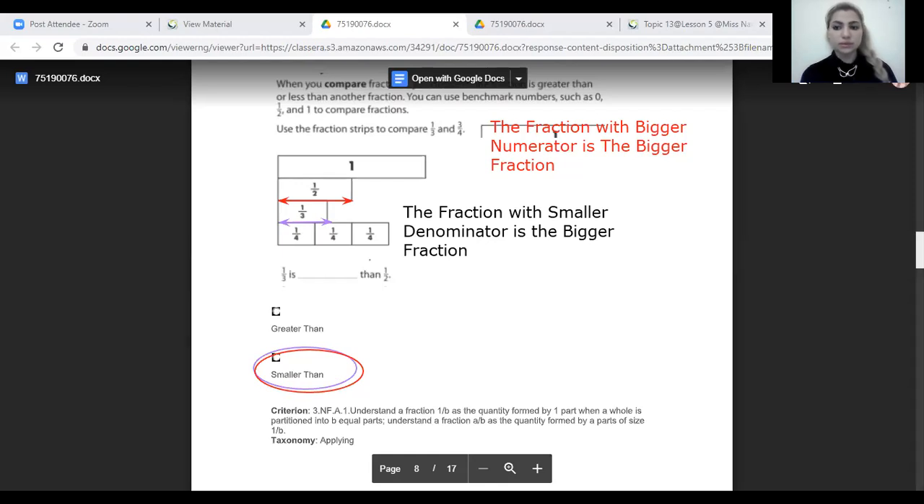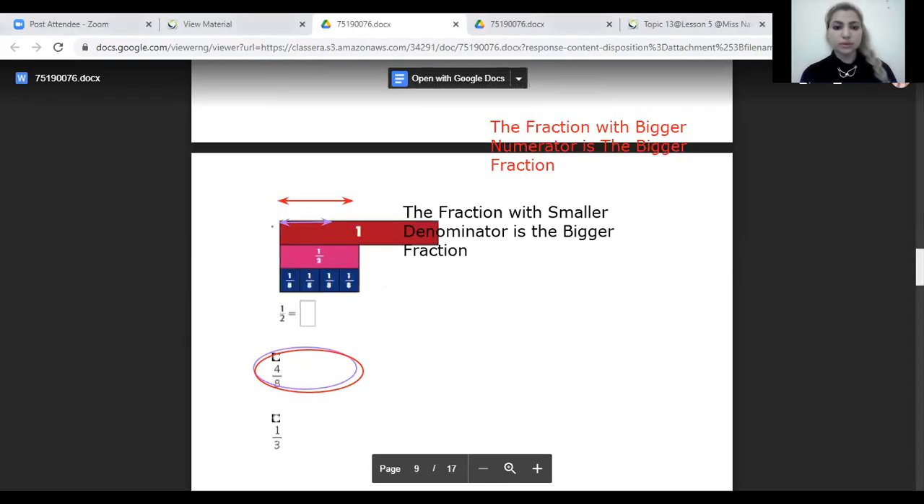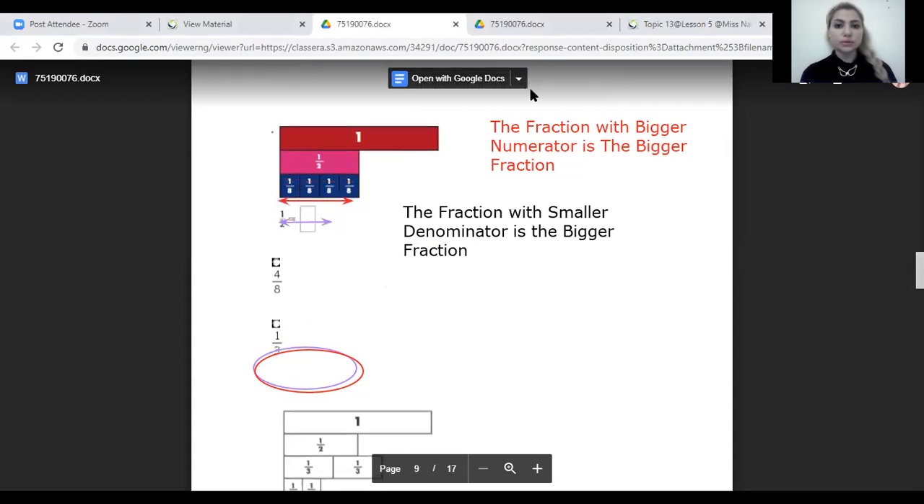Let's continue to our next question. Here also, what is the question that he is asking? Half equals how many eighths? How many? 1, 2, 3, 4. So half equals four eighths. This is from equivalent fractions. Let's go to the next question.